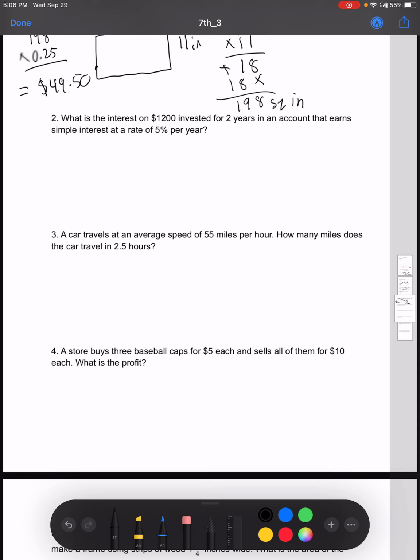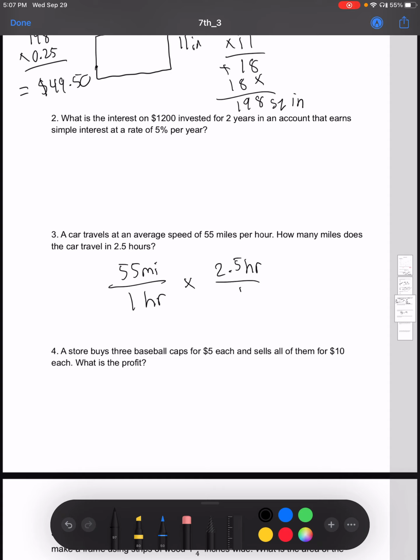We can look at number 3 now. A car travels at an average speed of 55 miles per hour. How many miles does a car travel in 2.5 hours? Well, let's rewrite this using the units they give us. We have 55 miles per 1 hour, and we have a car, and we want to know how far it travels in 2.5 hours.